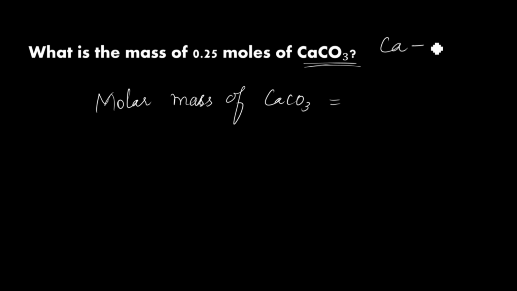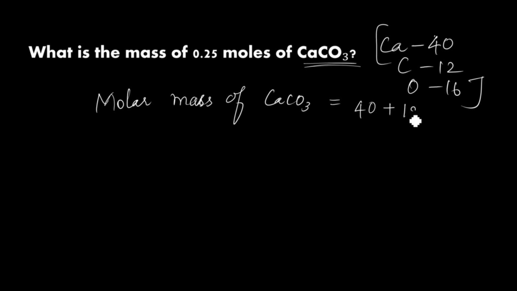Calcium, which is 40, carbon 12, oxygen 16. That is the atomic mass of these particles. So 1 calcium is there, 40 into 1, plus 1 carbon, plus 3 oxygens, 3 into 16, which comes out to be 100 gram per mole.